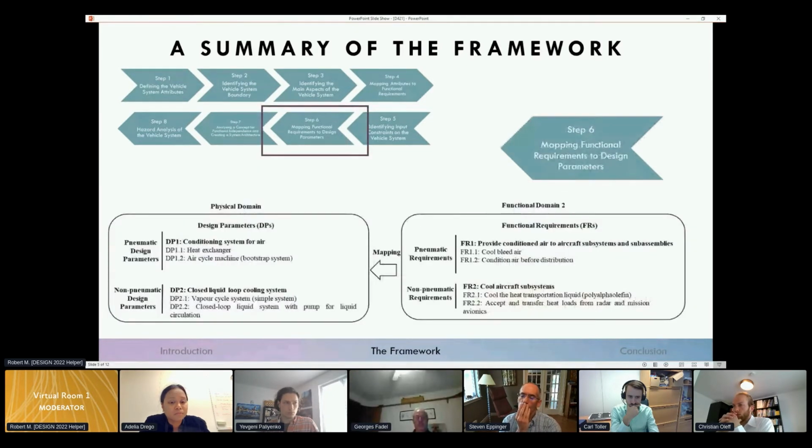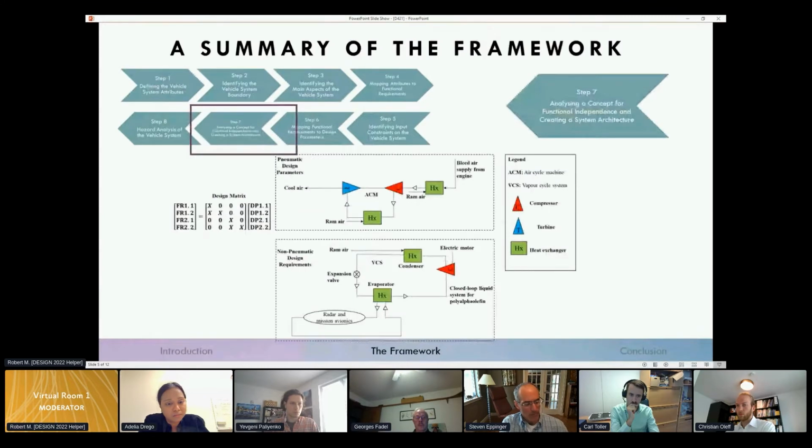With input constraints listed and with the help of the feature model created from step 3, functional requirements can be mapped to design parameters. For example, FR 1.1 cool bleed air is mapped to design parameter DP 1.1 heat exchanger. The physical domain here represents an ECS concept for a manned fighter aircraft.